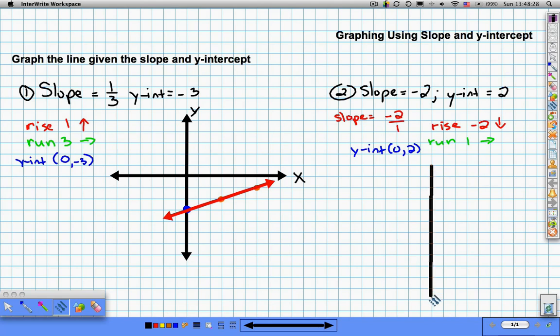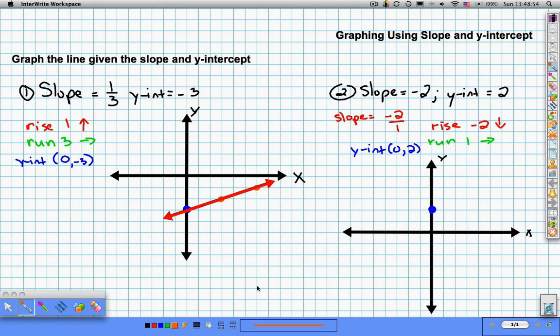So let's draw our coordinate plane here. The first thing I'm going to do, just like before, is plot my y-intercept, because remember, that is our starting point. And again, I'm going to go by ones for both my x and my y. My y-intercept this time is (0, 2), so it's up on +2, which is right here.